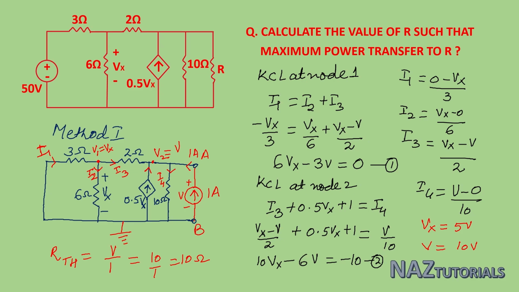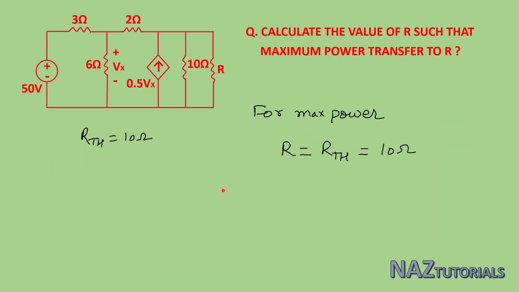This is the concept of calculating RTH for a dependent source circuit, and by this method we can easily calculate our RTH. Now see the value for maximum power transfer to R. For maximum power transfer, this R must be equal to RTH, that is 10 ohm.